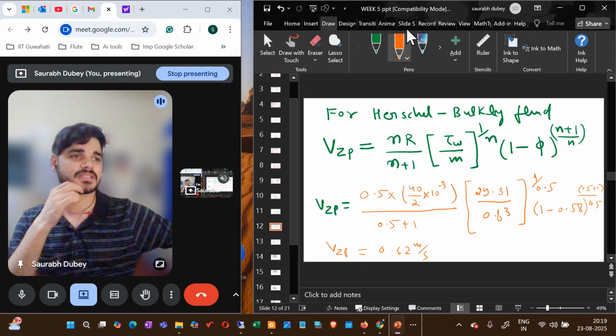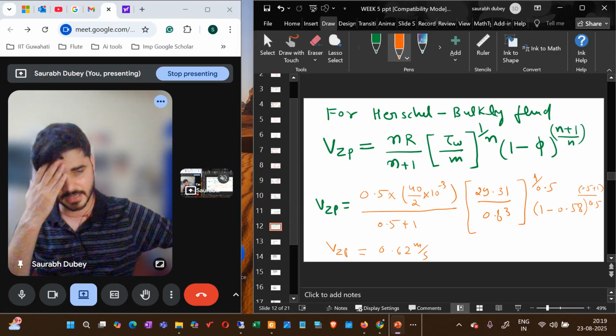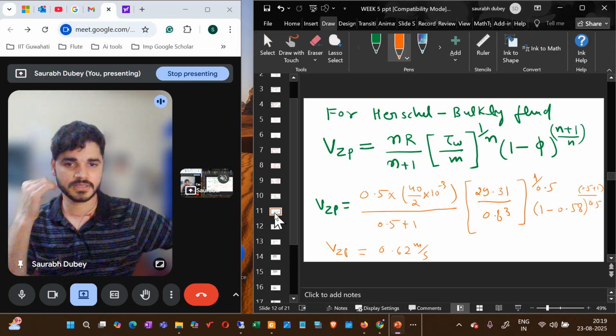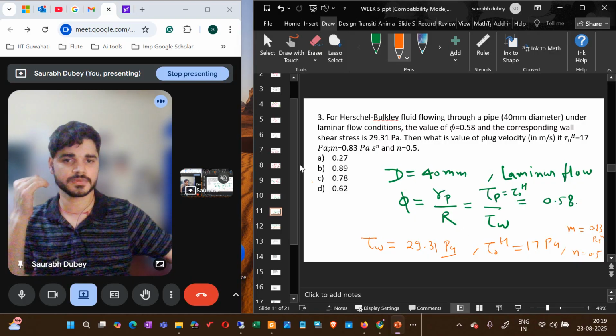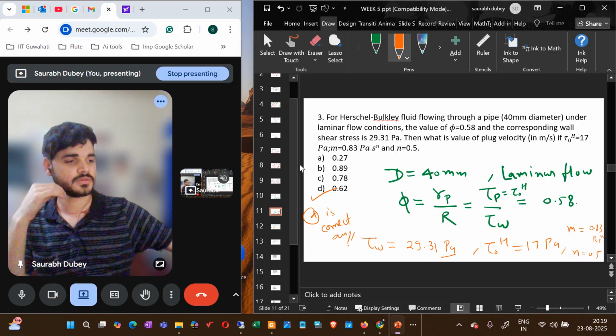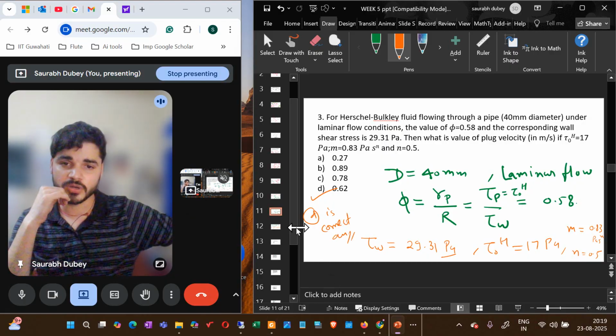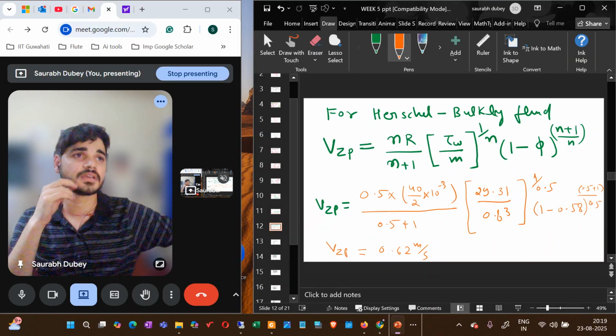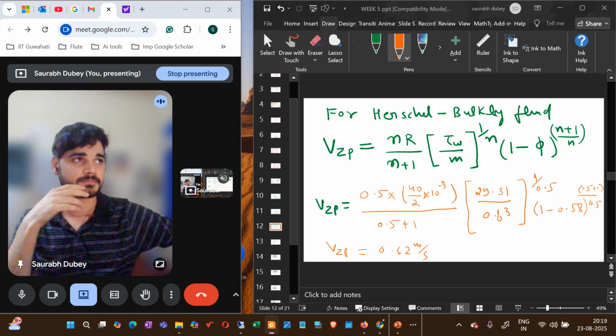It means this is the maximum velocity that you are going to get, and any velocity will be lower than this. So what is the answer? 0.62 is the D option. So it is the correct answer, right? Getting my point, right? So let us discuss this in the course where this expression is present, so that you can relate to it.